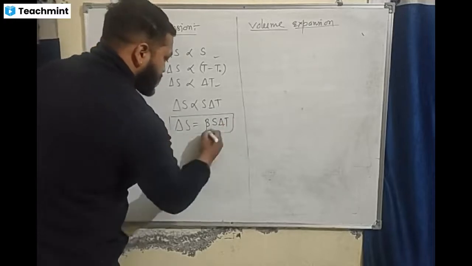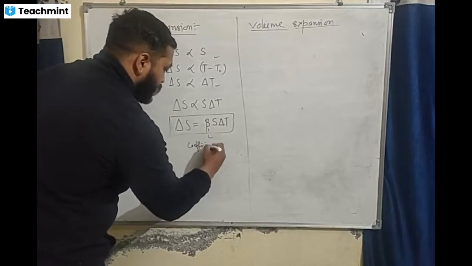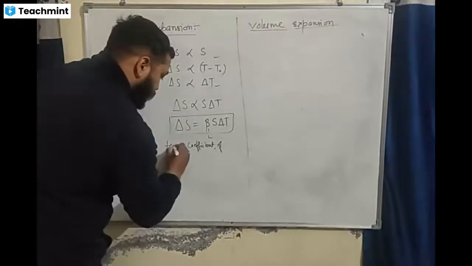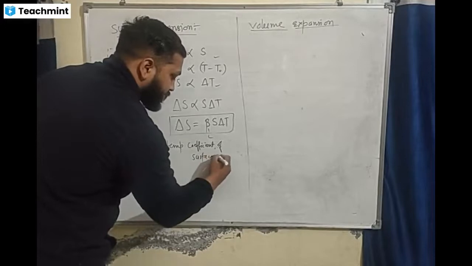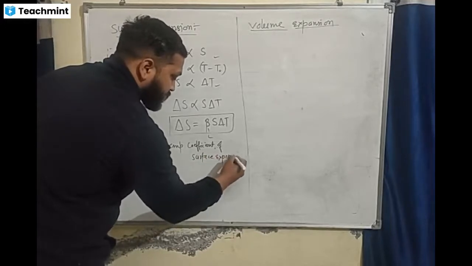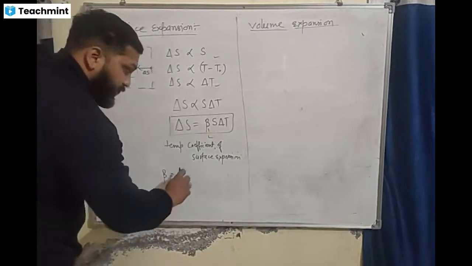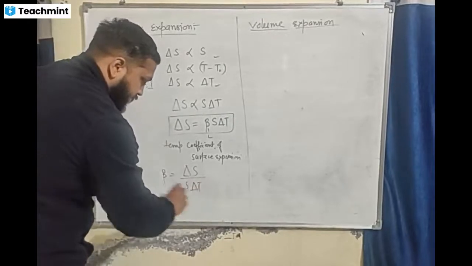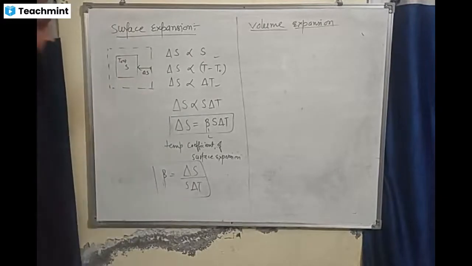Where this beta is known as the temperature coefficient of surface expansion. If you want to find the value of beta, it is delta S upon S into delta T. Its SI unit is per degree Celsius or per Kelvin. So this is all about surface expansion.